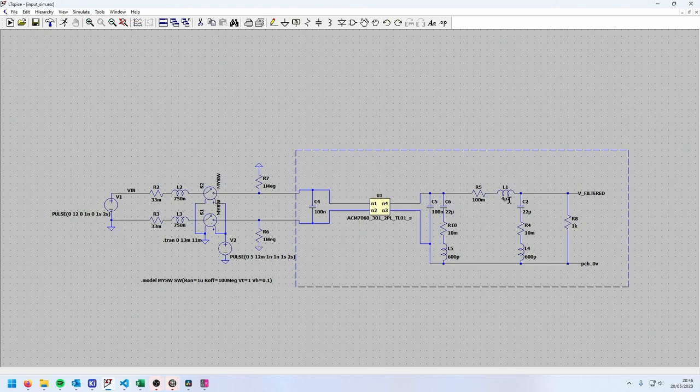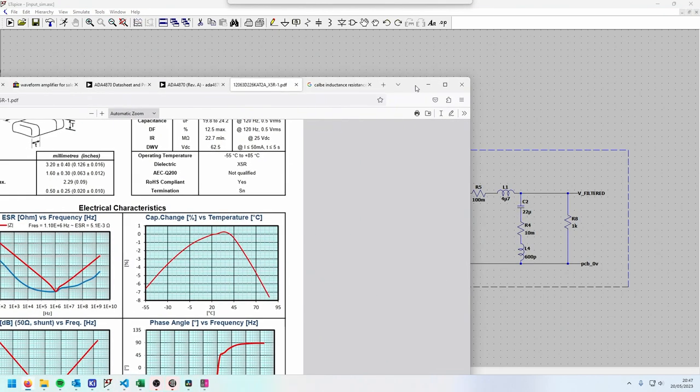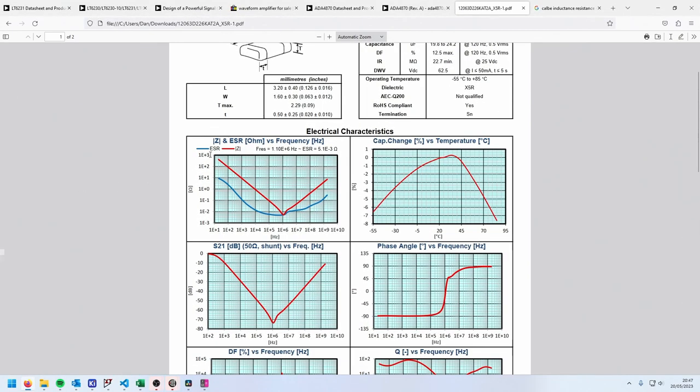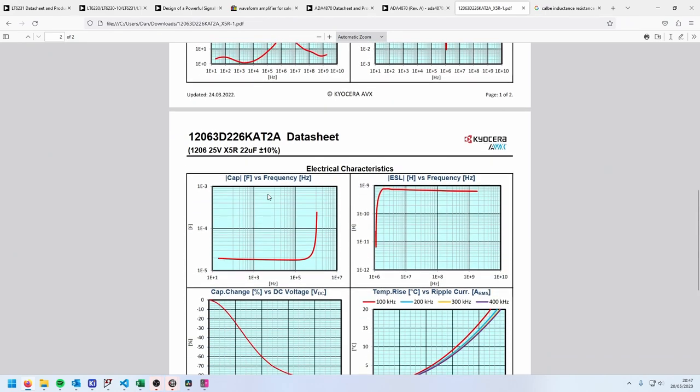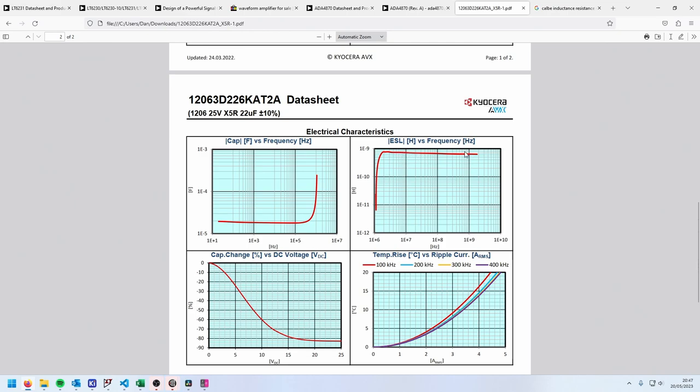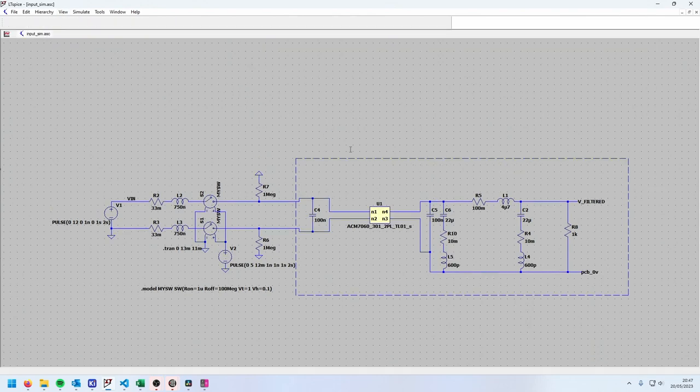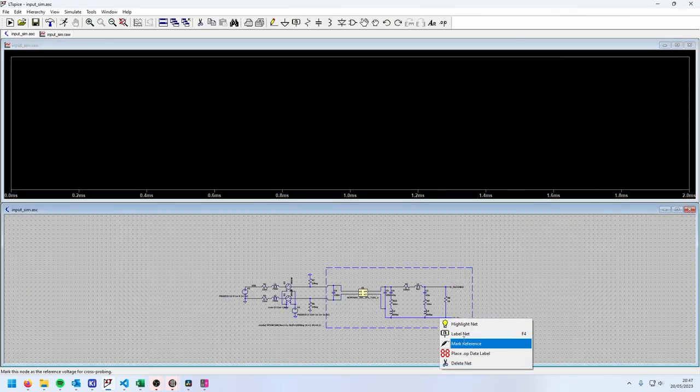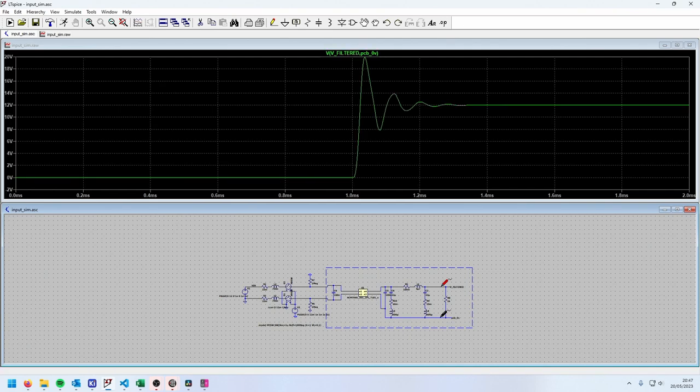You'll notice that the two 22 microfarad capacitors I've modelled as a series RLC circuit, so resistor, inductor and capacitor. These values I've just taken from the datasheet. ESR is effective series resistance, and over a fairly wide band of frequency where noise and ringing like to happen, we're somewhere in the region of 10 to the minus 2, so 10 milliohms, and ESL is down here, somewhere in the region of 5 to 600 picohenries. So let's run our simulation and measure the voltage between here as our 0 volt reference and here.